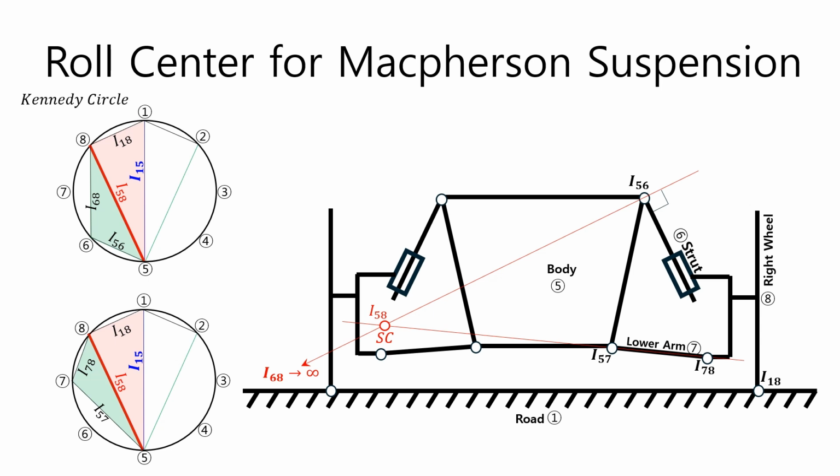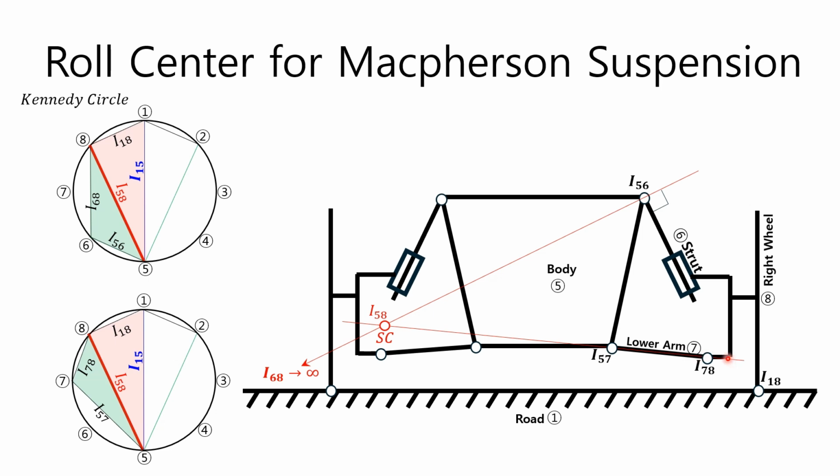Next, in the lower left drawing of the Kennedy circle, the instant center I58 should be on a straight line with the instant center I78 and the instant center I57. I78 and I57 are the two joints on the right lower arm, so they can be found right away. Therefore, a straight line is drawn connecting the instant center I78 and I57. The instant center I58 is somewhere on this straight line.